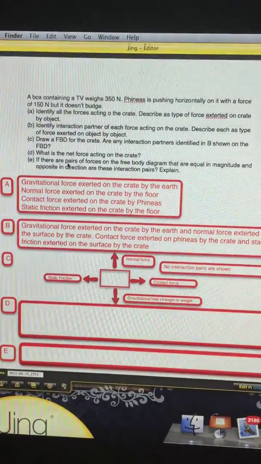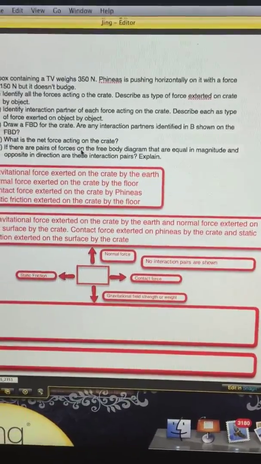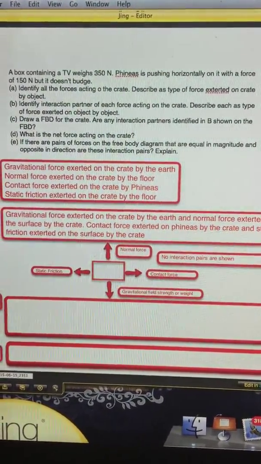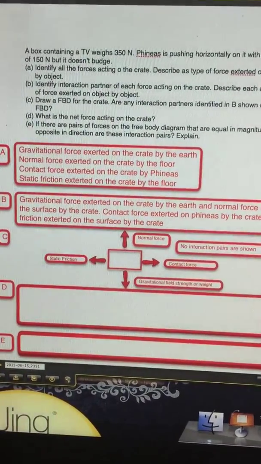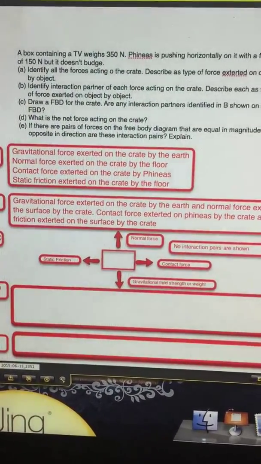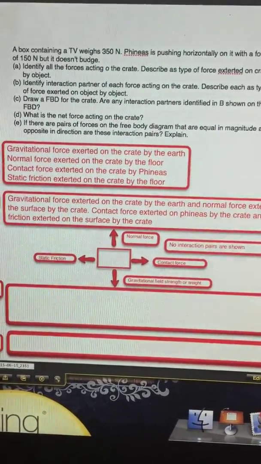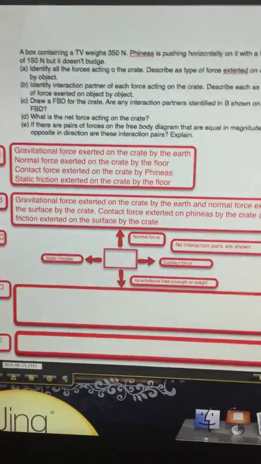Now for D, what is the net force acting on the crate? The net force is the sum of all the forces, and because the crate is not in motion, it must be in equilibrium, which means that the net force must be equal to 0. And since the box has one arrow going up, one arrow going down, one arrow to the right, one arrow to the left, the arrows to the right and the left must have the same magnitude, and the arrows going up and down must have the same magnitude.